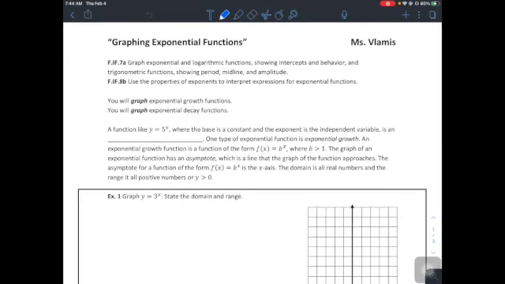In this lesson we're going to be talking about graphing exponential functions. A function like y equals b to the x power, where the base is a constant and the exponent is the independent variable, is an exponential function. So when x appears as the exponent instead of as the base or just as another term, that would be when it's an exponential function.